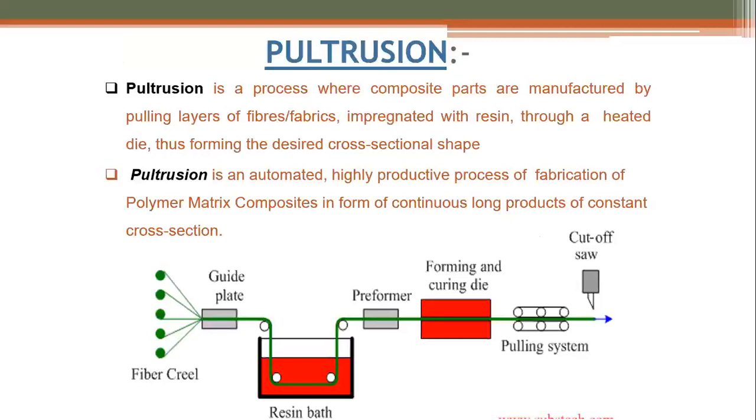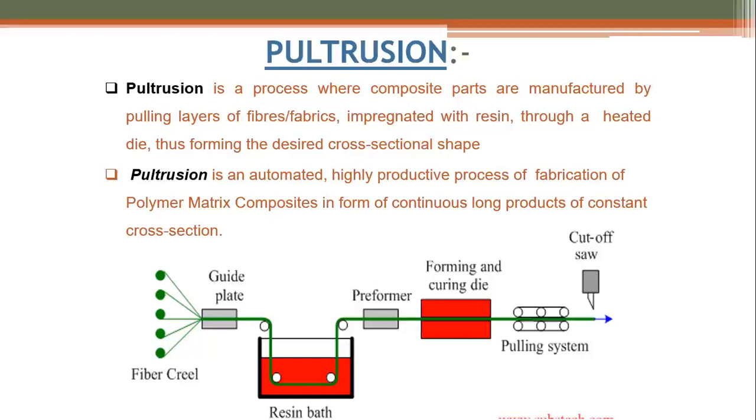And next one is the pultrusion process. Pultrusion is a process where composite parts are manufactured by pulling layers of fibers or fabrics, and then the fibers are impregnated with resin, which is by dipping in the resin, through a heated die, and thus forming the desired cross-sectional shape. So you can see it in the picture also.